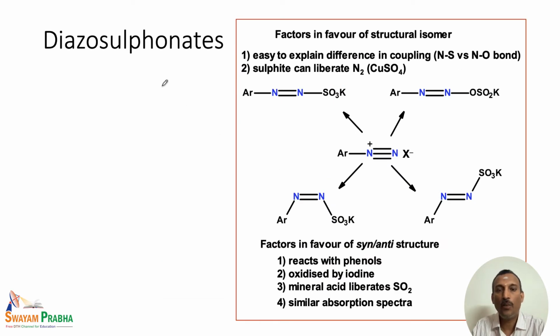So, how do people confirm which is the correct structure for the diazonium salt? They went to other substituents; they prepared the diazosulfonates. When we talk about X, it is the sulfonate unit. So, we have different types of isomers. One is the structural isomers, that means N and iso structures, that is one type of isomer. Another one is the syn or anti isomer, which is the geometric isomer.